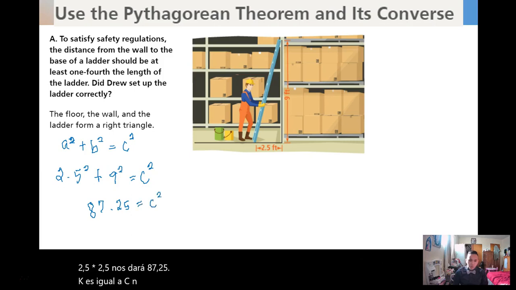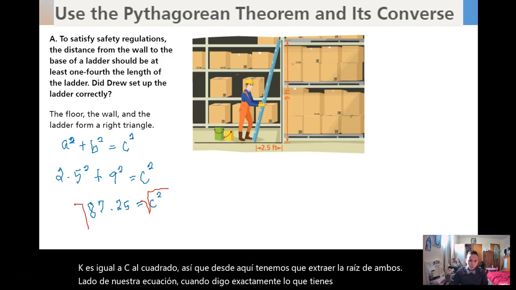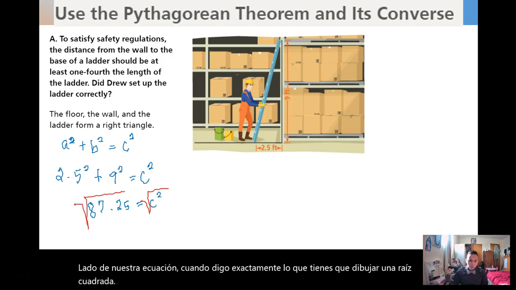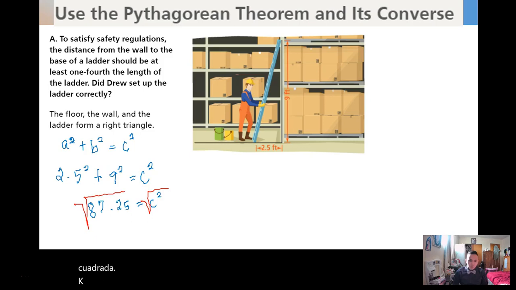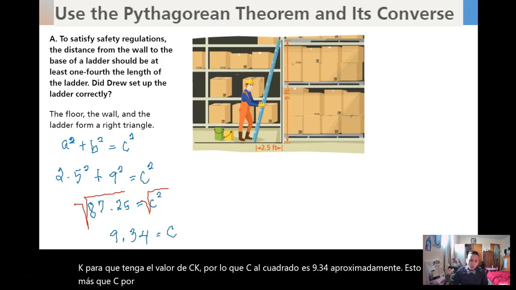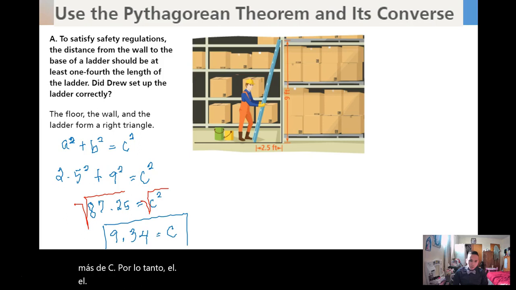From here, we have to extract the root of both sides of our equation. When I say extract the root, you have to draw a square root, so that we will have the value of c. So c is approximately 9.34. Therefore, the length of the ladder is 9.34 feet.